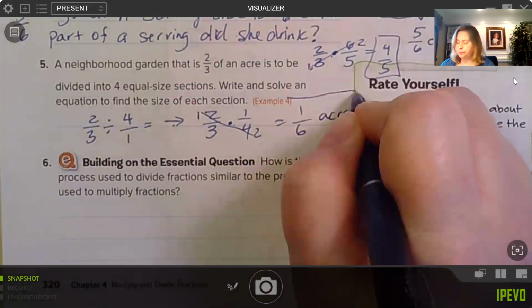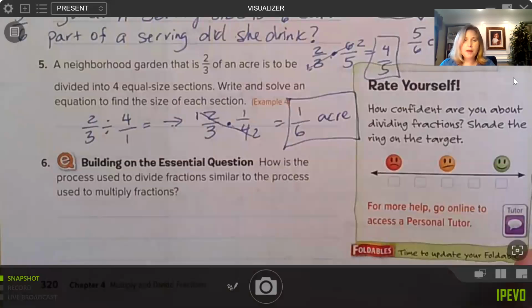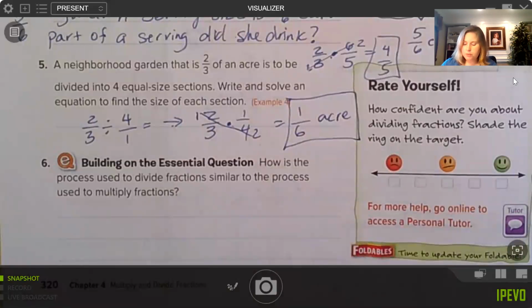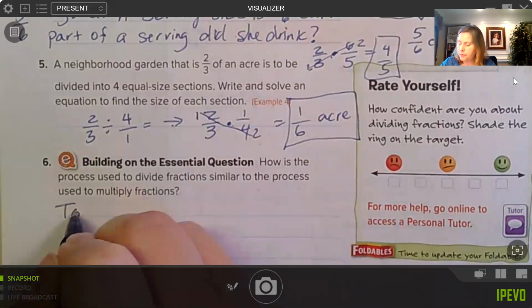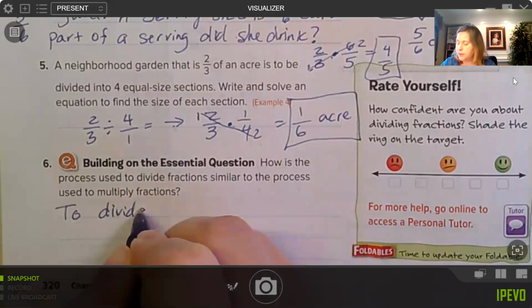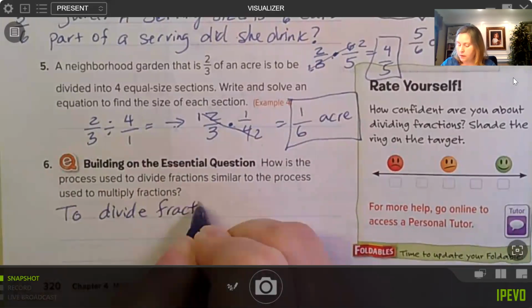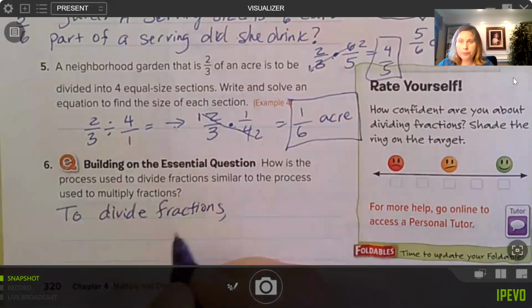And then letter E, how was the process used to divide fractions similar to the process used to multiply fractions? So when we divide by fractions, we're multiplying by the reciprocal of the divisor. So we're still using multiplication of fractions in order to divide. We're just multiplying by the reciprocal so that we are in fact dividing. So to divide fractions, multiply by the reciprocal of the divisor.